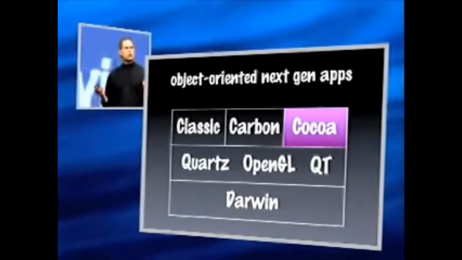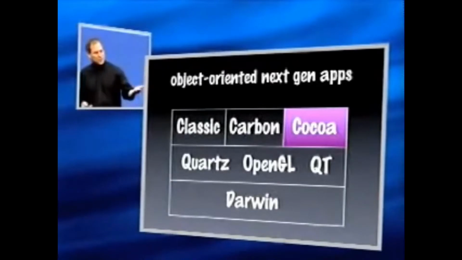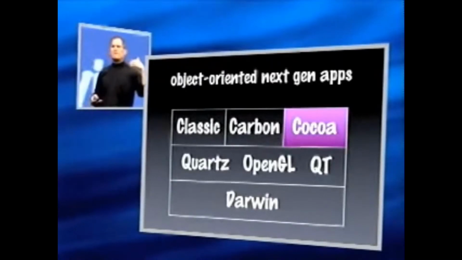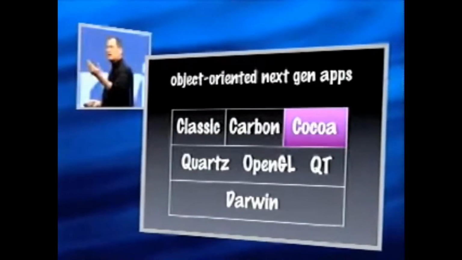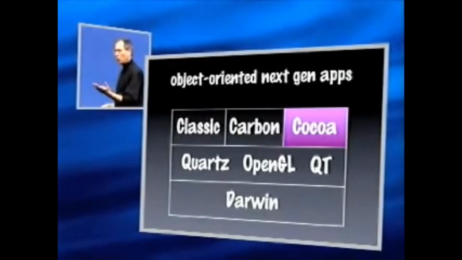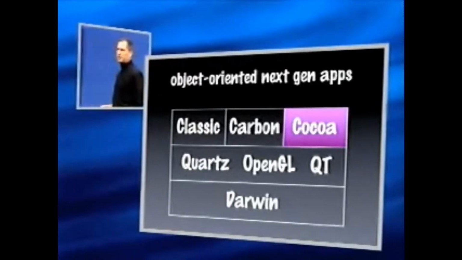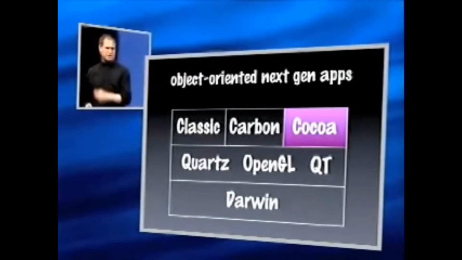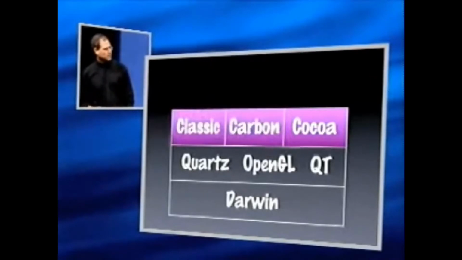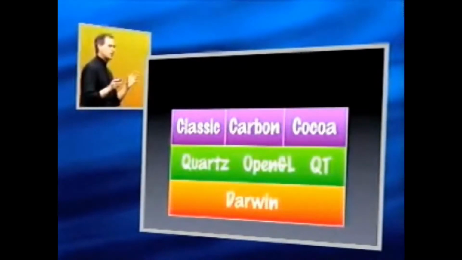So developers can choose any one of these they want. They can run the existing apps in Classic. They can spend a very short amount of time carbonizing their app to get all the new features, which we think everybody will. Or for new applications, they can write them in Cocoa and get all of the benefits of Apple's incredibly advanced object-oriented technology. So that is the API layer. So this is the architecture.